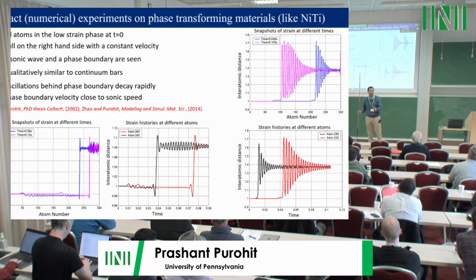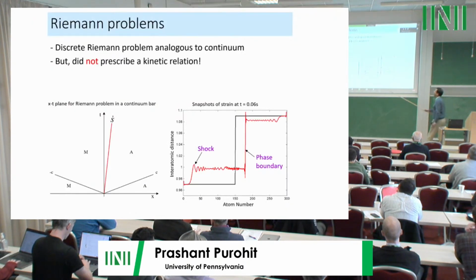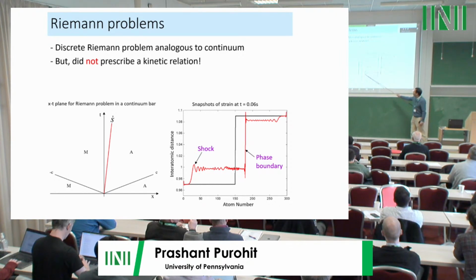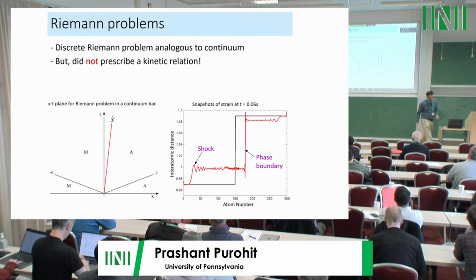more carefully. Okay? We've also solved Riemann problems, just like the previous speaker, and I wanted to flash that slide before you just to show that they give you very similar looking situations where there is a phase boundary propagating and there are sonic waves. This time there are two sonic waves because it's not a semi-infinite domain, it's an infinite domain.